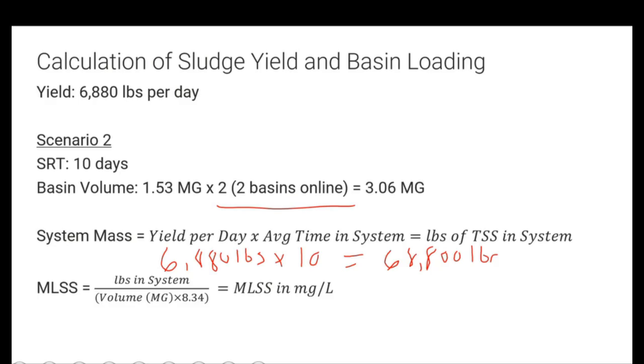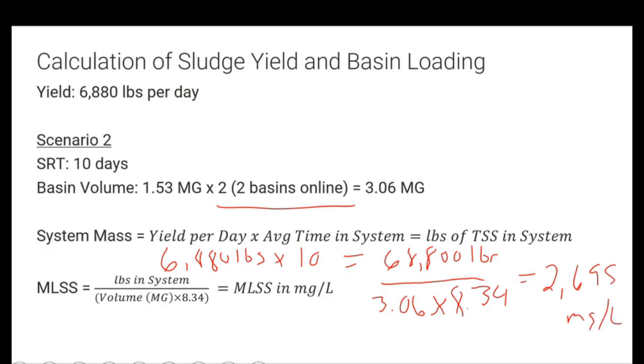And now, if we run into this system over here, we're dividing that by double the volume. And so now we're getting, anybody have the answer? 2695. Yep.